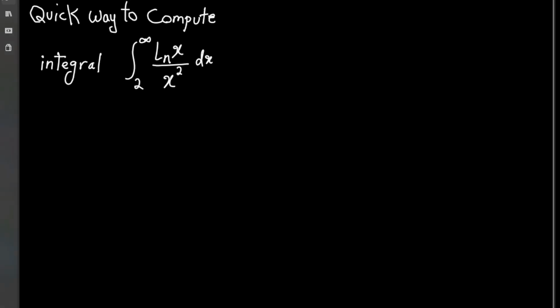A quick way to compute the integral from 2 to infinity of ln x over x squared dx is shown here. I'm going to use integration by parts, which is a well-known identity: the integral of u dv is equal to uv minus the integral of v du.